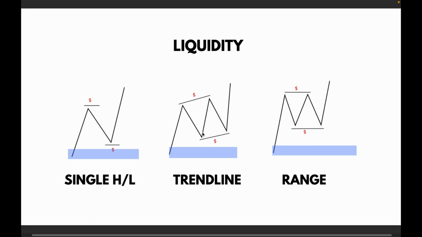In trendline liquidity, as we can see, this order block is mitigated, and in range, this order block is mitigated. So what is this? There are equal lows over here and equal highs over here. In trendline, there is liquidity below the structure, and in range liquidity, there is liquidity on top and bottom.